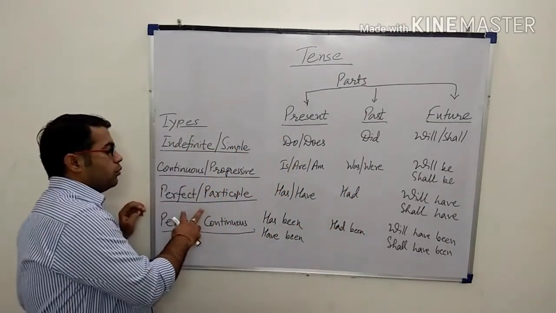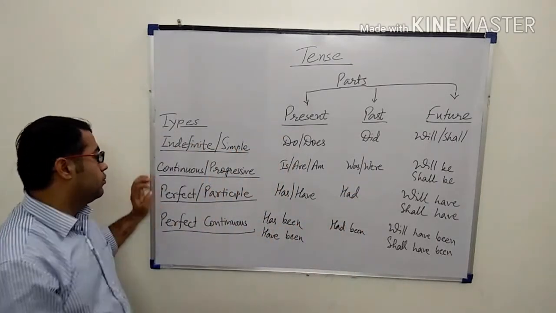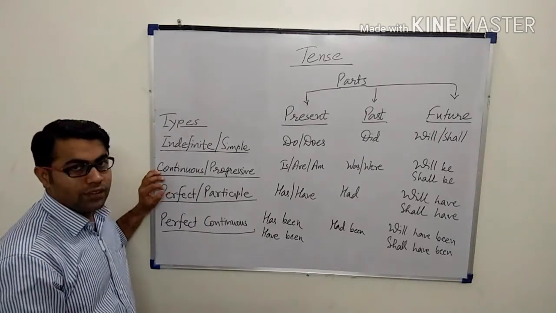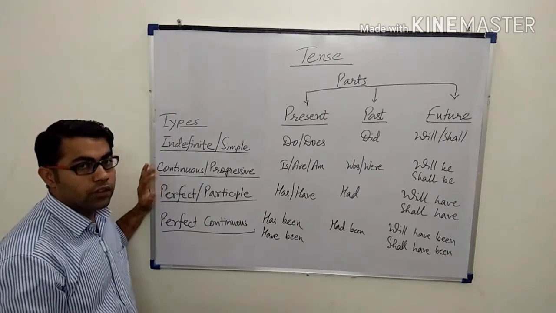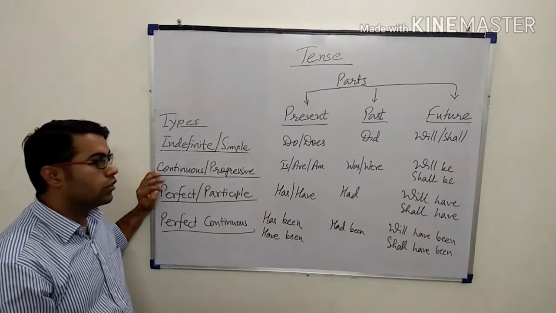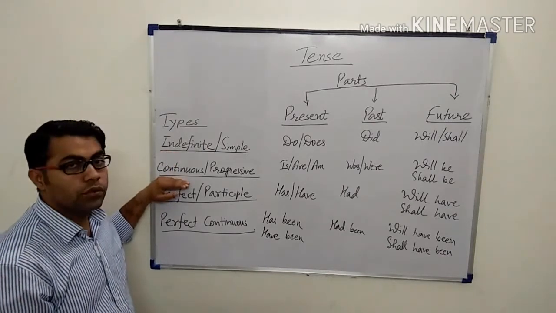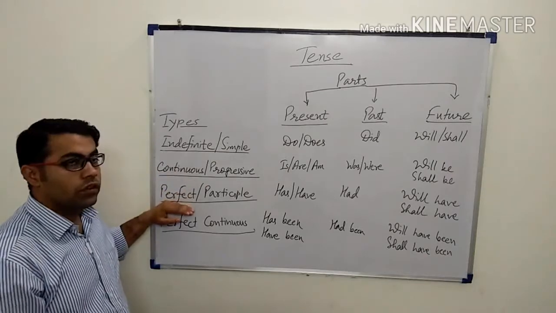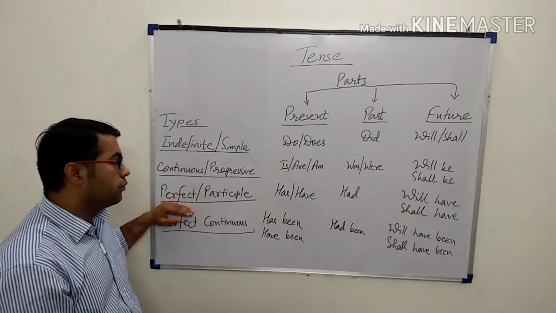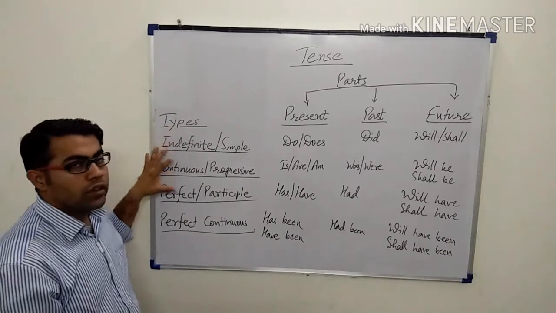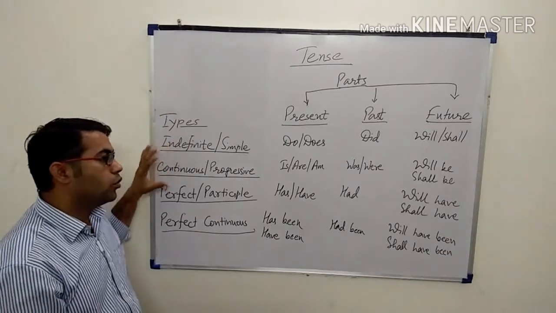If I talk about perfect and participle, perfect means the work should be perfectly finished. Perfectly it should be completed. Here I told you indefinite condition. Here I am telling you the work should be continued. Perfect means perfectly it should be finished. Then only you can easily understand and remember how to use them.